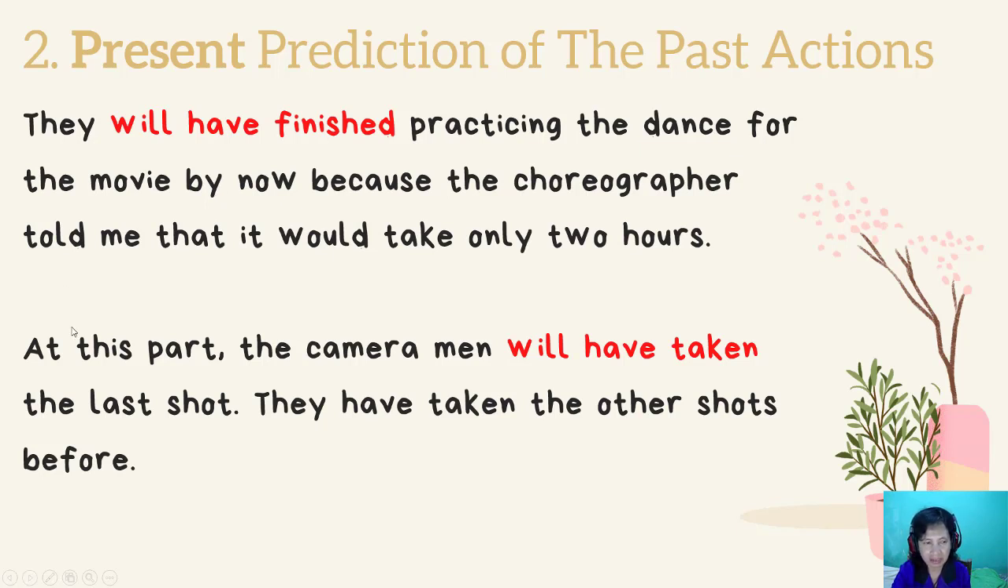How about the second example? The present prediction or the time of present is shown by this. At this part, we are doing this part.